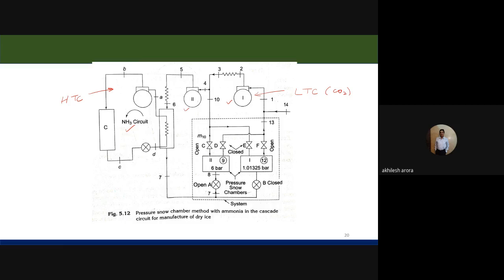And we started from a particular point, point number one. CO2 gas is entering compressor number one. When it enters compressor number one, the temperature is increased, the pressure is increased. So at point number two, the temperature is high and the pressure P2 is also high.